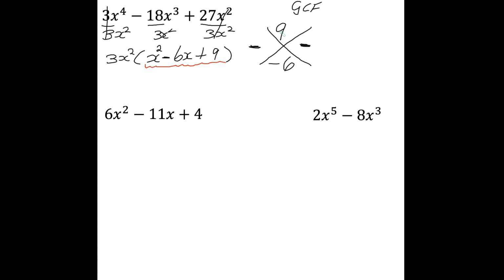So I'm looking for two numbers that when I multiply them, I get 9, and when I add, I get negative 6. And that happens with negative 3 times negative 3. And then I can put my x in, x and x. So this becomes 3x squared, and then I have x minus 3 and x minus 3. Another way you can write this is 3x squared and x minus 3 raised to the second power.